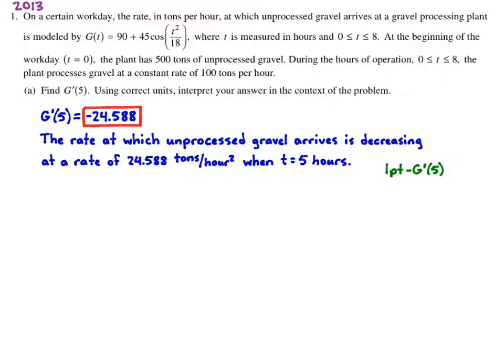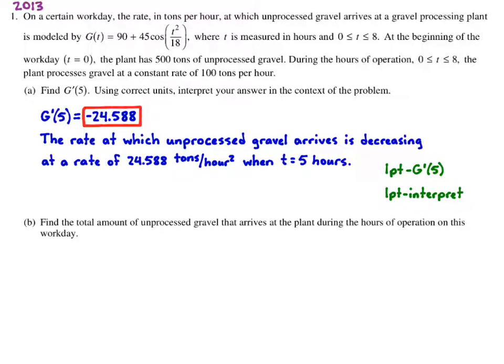You would get 1 point for g prime of 5, so 1 point for getting this numeric answer, and then 1 point for your interpretation. Again, all four things have to be there for a correct interpretation. That's a little bit tricky to interpret, this particular one, because it's a rate of a rate. But get used to that. That pops up more often than you think.